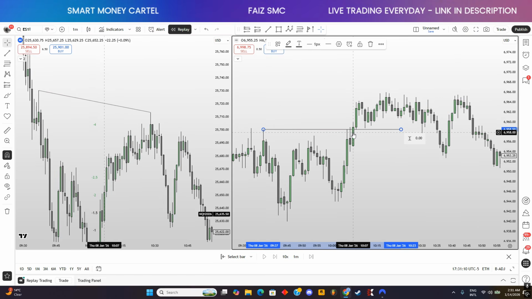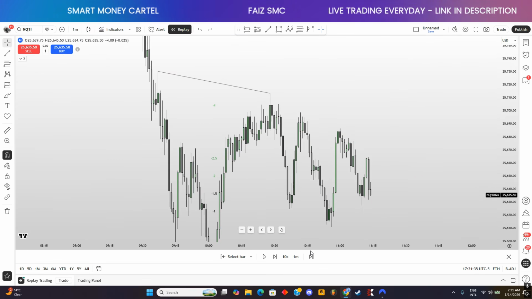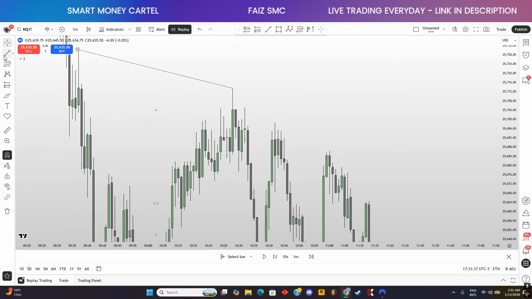So somewhere around here, we might have gotten an SMT around this area, but we just never got a market structure shift or CISD that would confirm the SMT, right? But at -4, you can see on NQ, we failed to take out that high, but on ES, we took out that high. So now after that, what we would do is look for the CISD. So this candle specifically swept this high. So this would be your CISD level.